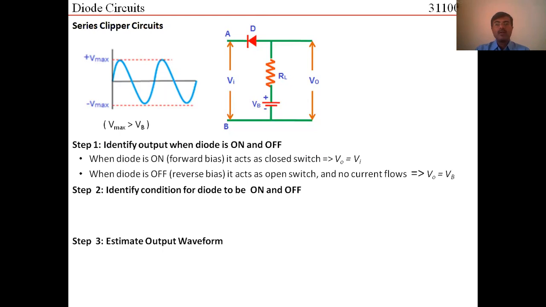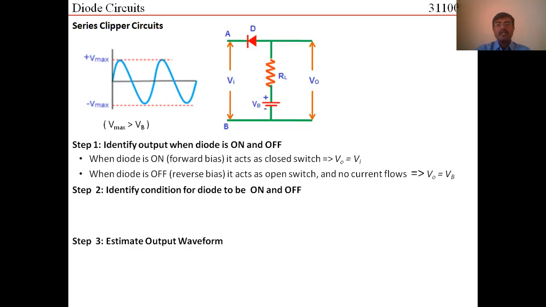When the diode is on, it acts as a closed switch. V0 is equal to Vin. When the diode is off, it acts as an open switch. No current flows and output voltage would be equal to VB. Fine. The second step, we try to identify when the diode would be on and when the diode would be off.